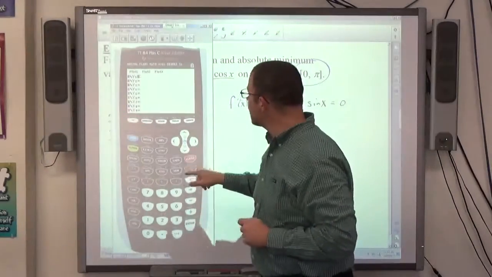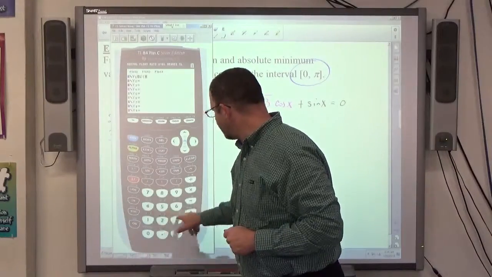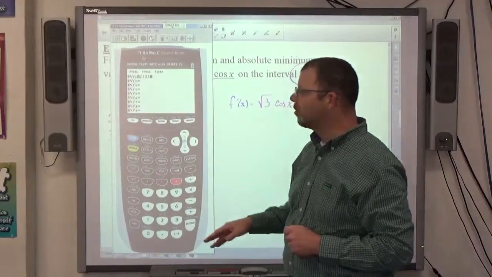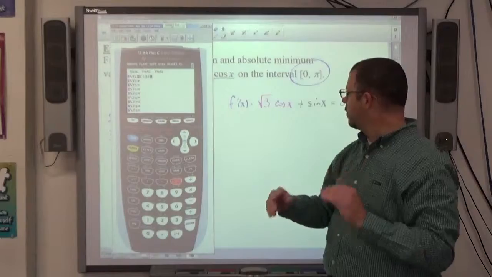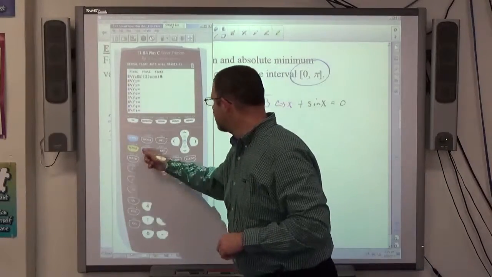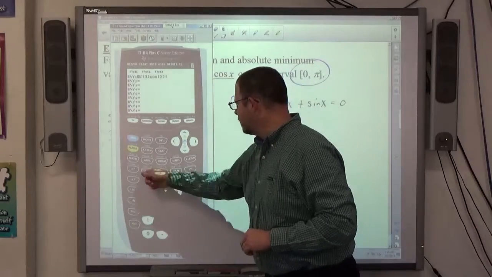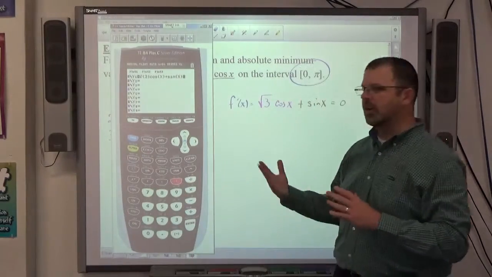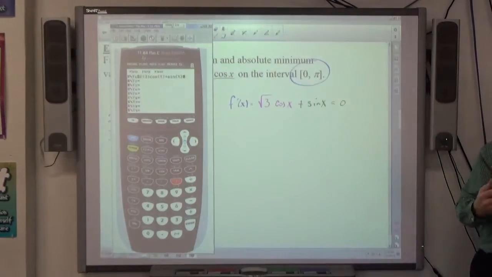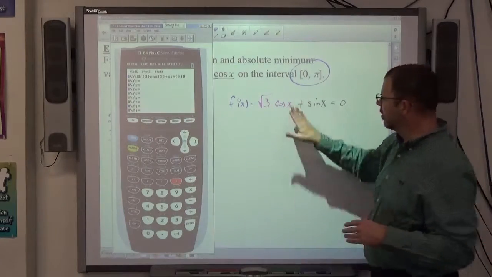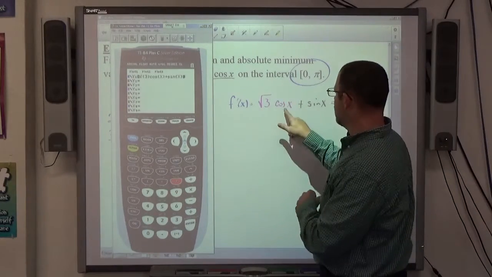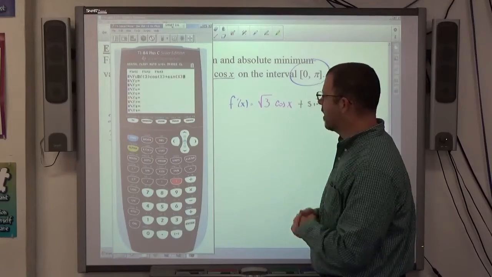So I'm going to type in my calculator square root of 3, make sure the end parenthesis occurs, and then cosine of x is outside the radical, end parenthesis, plus sine of x, end parenthesis. So again, every one of these functions has a beginning parenthesis on it. Make sure the end parenthesis happens where the function ends. Square root of 3 is only the square root of 3. Cosine of x is only cosine of x, like that.